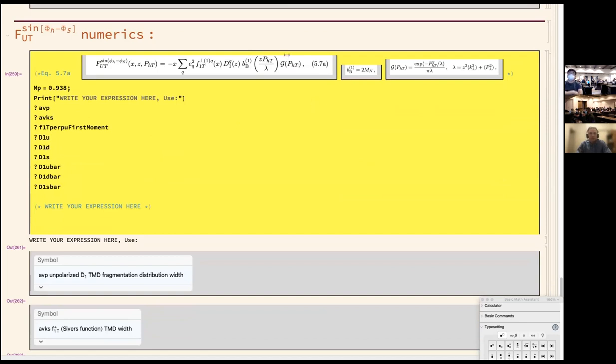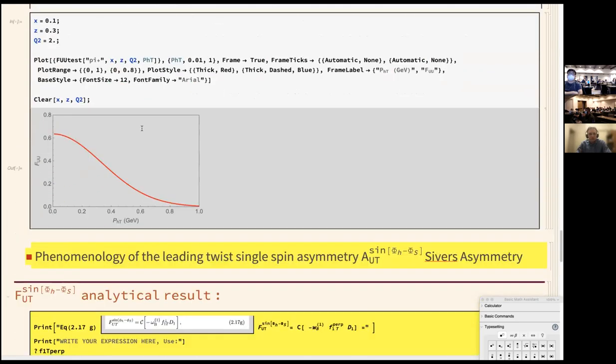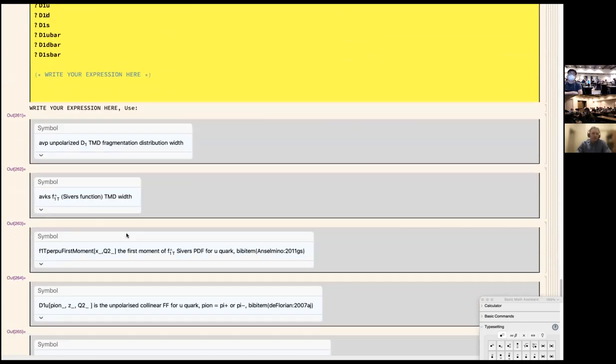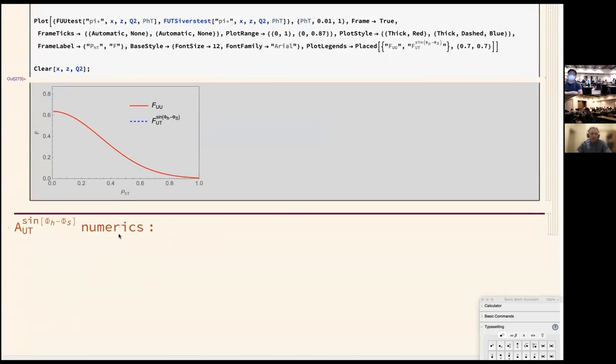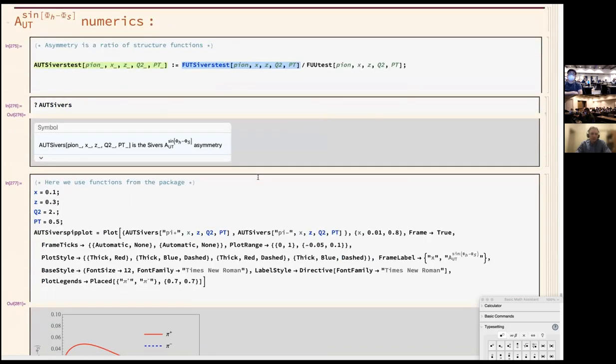Even more so here, this equation 5.7 is actually a result of this computation. So you should be able to get it on the previous step. Okay. But once you get it, you compare it to this one and then program it here. After you have programmed it, you can do numerics. So you define your test functions. So this will be written in Mathematica.